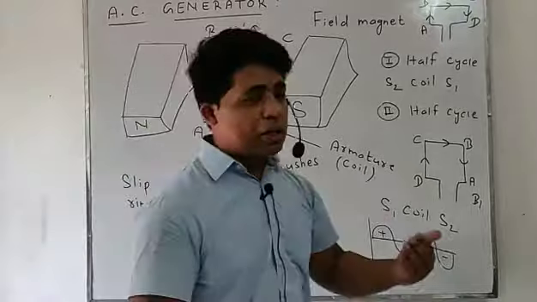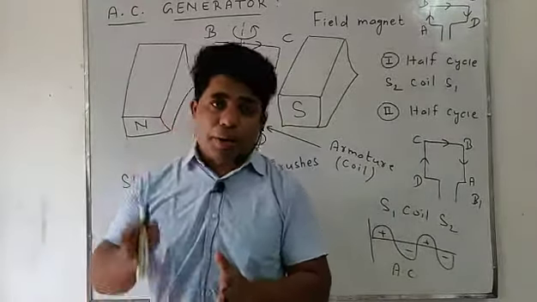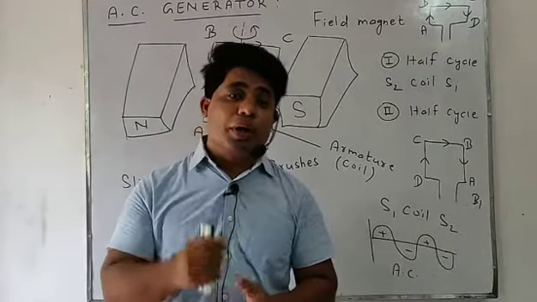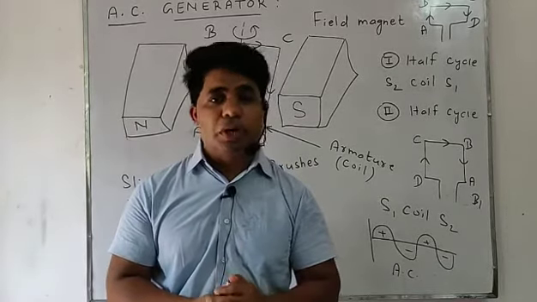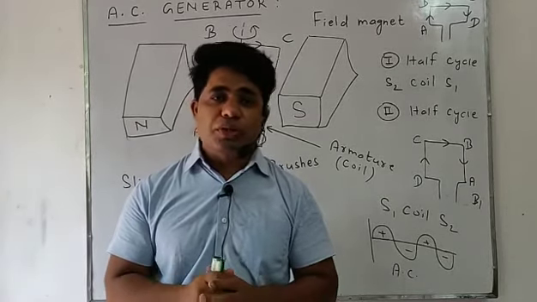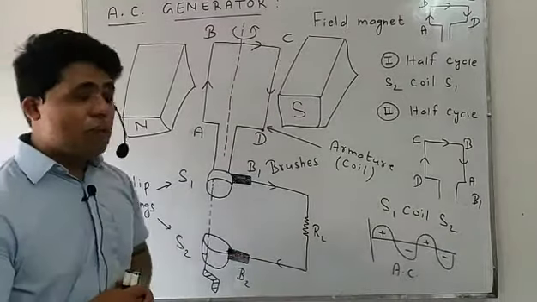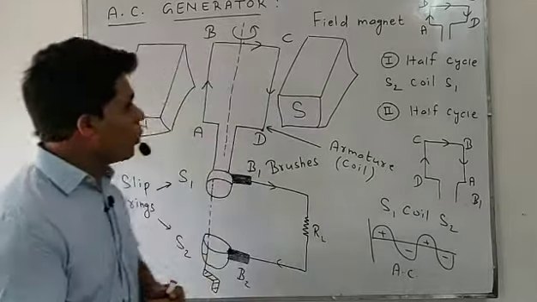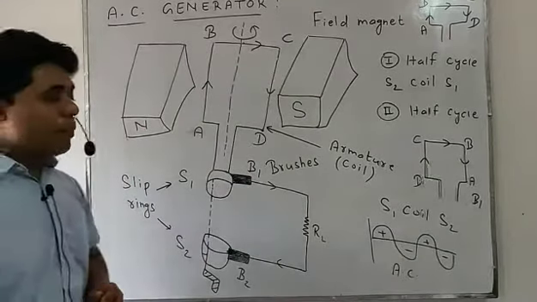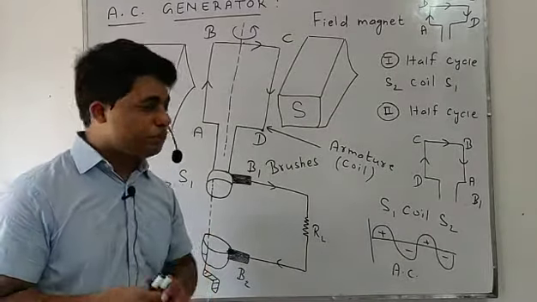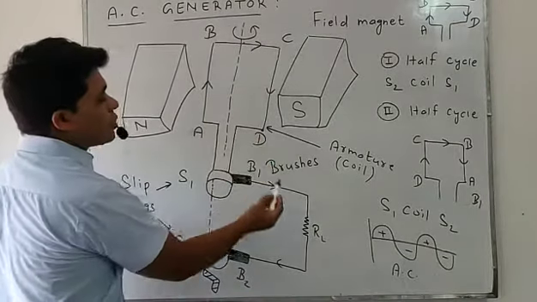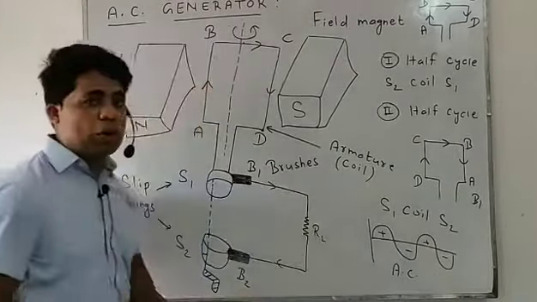It produces alternating current and basically it only converts one form of energy into another. It converts mechanical energy into electrical energy and it produces AC current. So now students, first of all we discuss its construction, then principle, and at last working. Look students, you can see basically it consists of four parts. First of all, A, B, C, D, that is called the armature or coil.